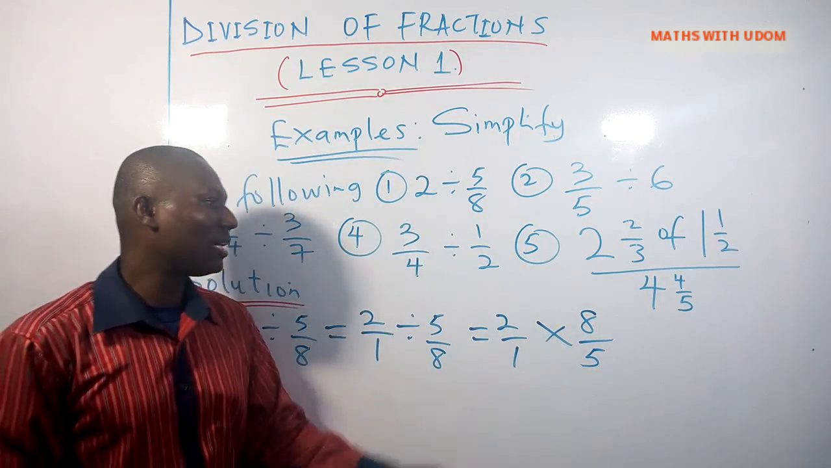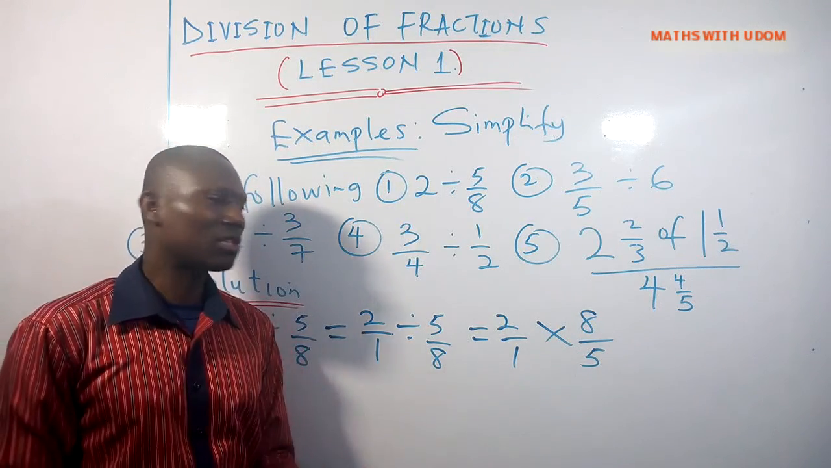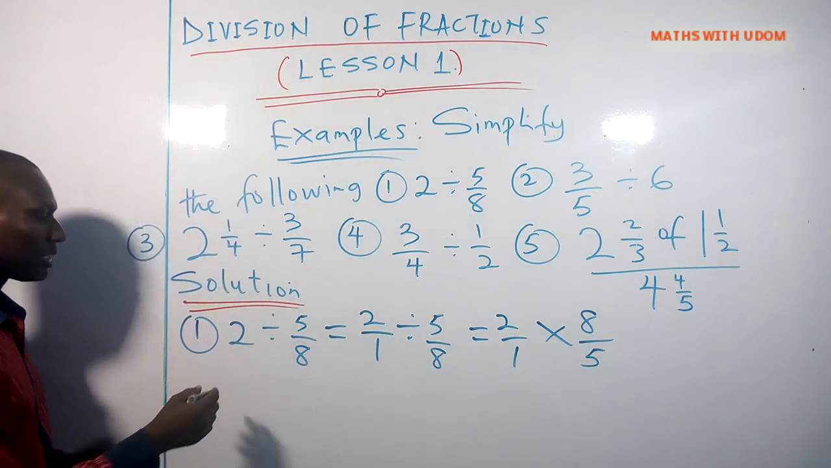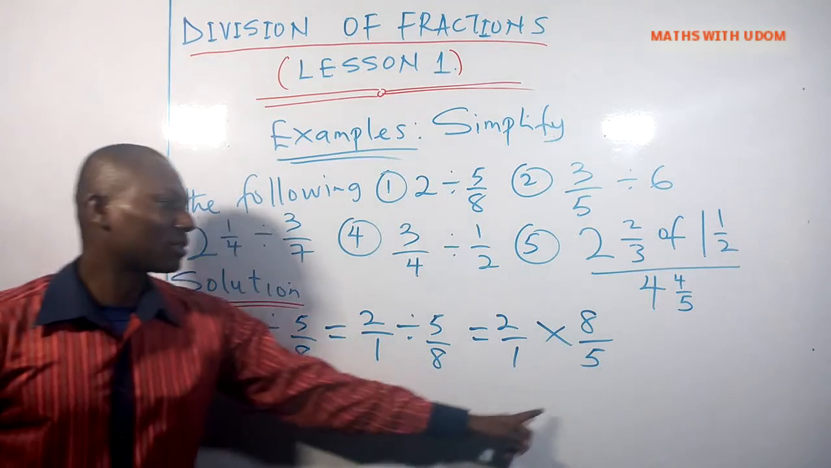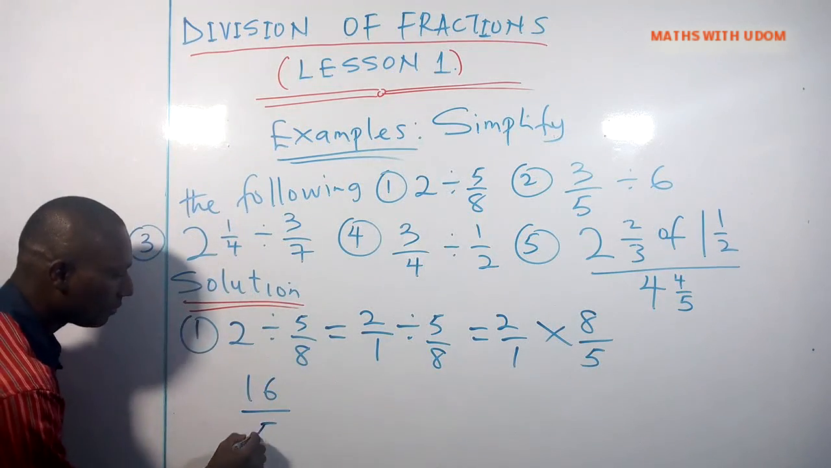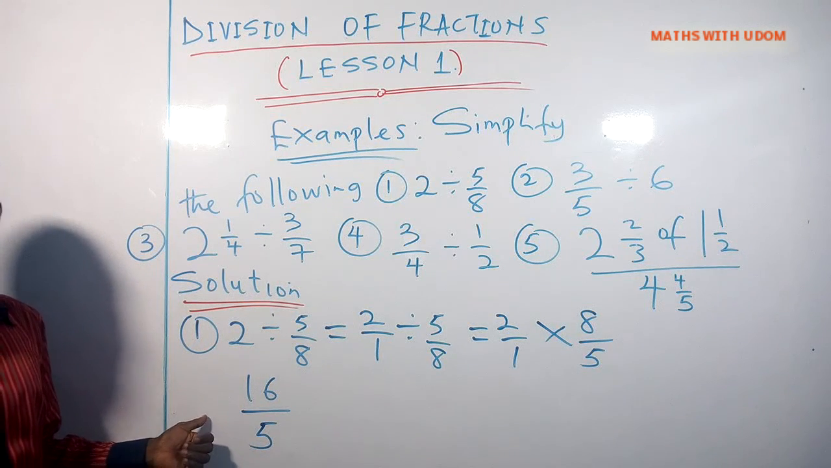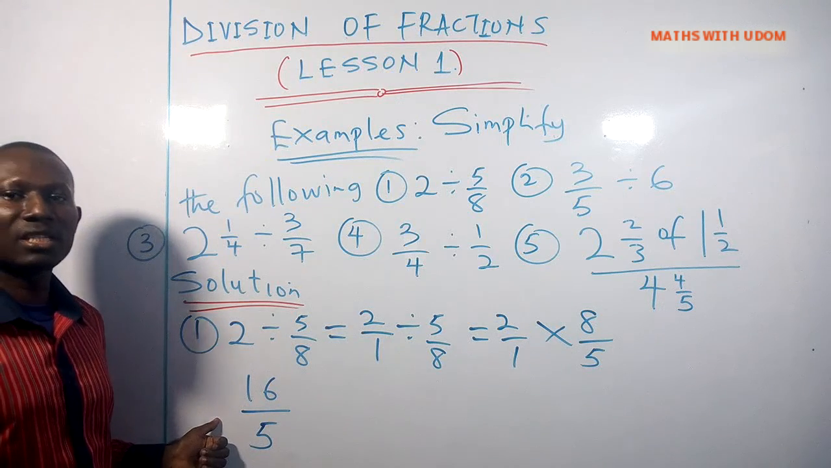Okay, so from here, we multiply the numerators together and then the denominators together. So what is 2 times 8 as our numerator? 2 times 8 is 16. Divided by 1 times 5, which is 5. We can't leave our answer this way because it is an improper fraction. So we need to change this to a mixed fraction.